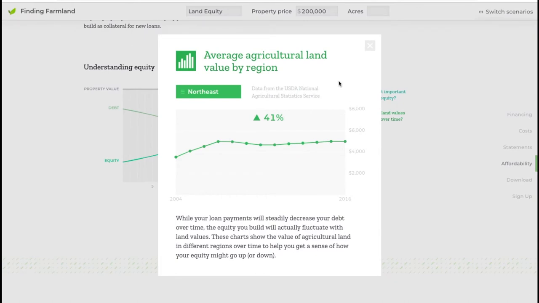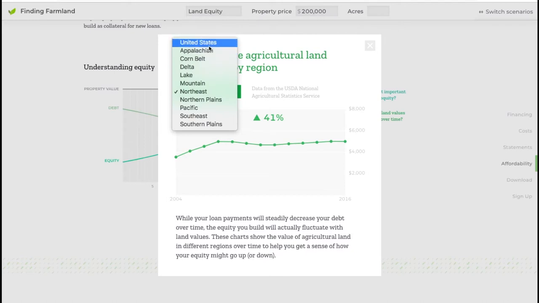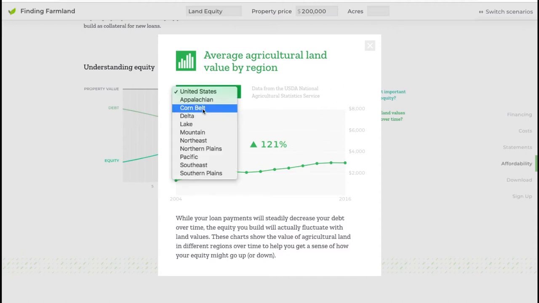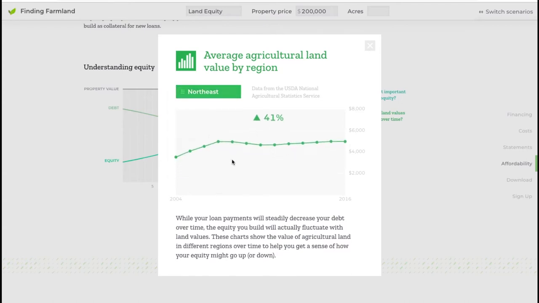So the other big variable that affects your equity is how property price changes, the market value of property prices change over time. You'll see, if we pick the entire United States, that from 2004 to 2016, agricultural land has more than doubled, 121% increased in 12 years. And you could drill down to what region you're from, mine's the Northeast, to see how those land values have changed for you.